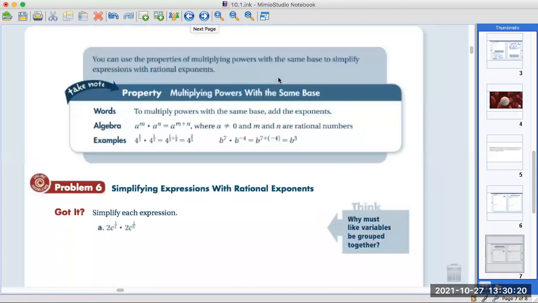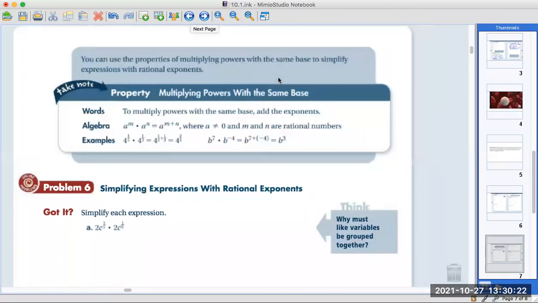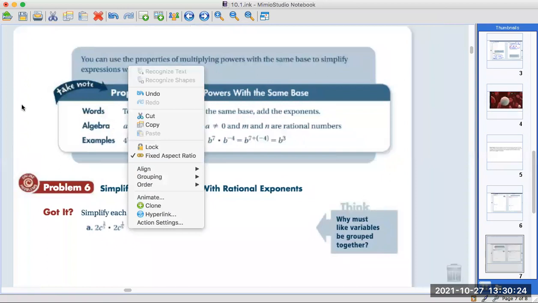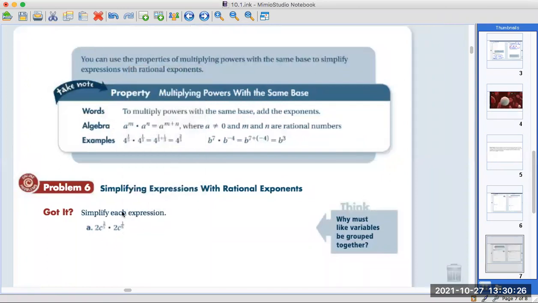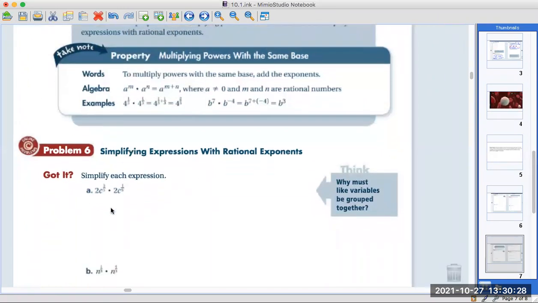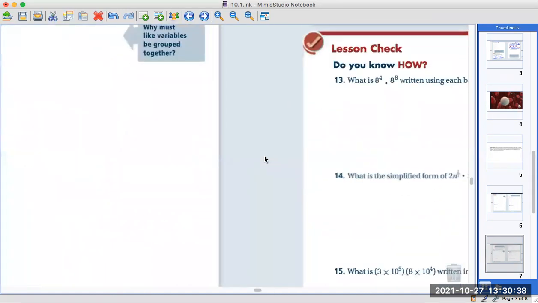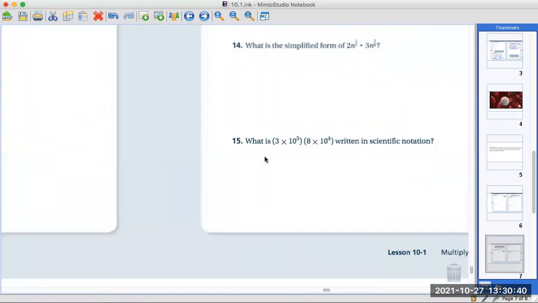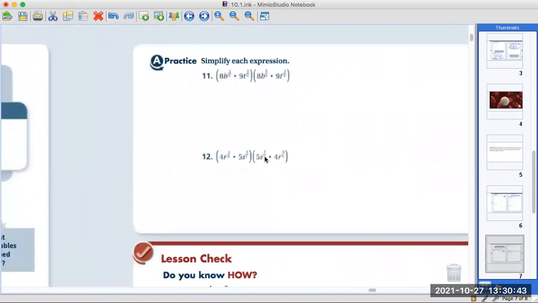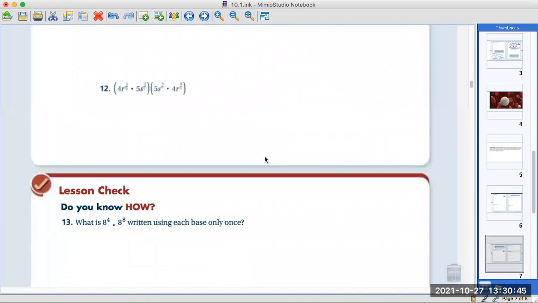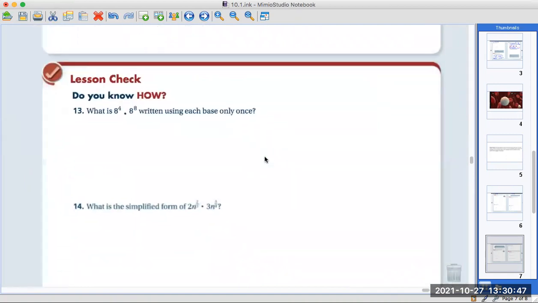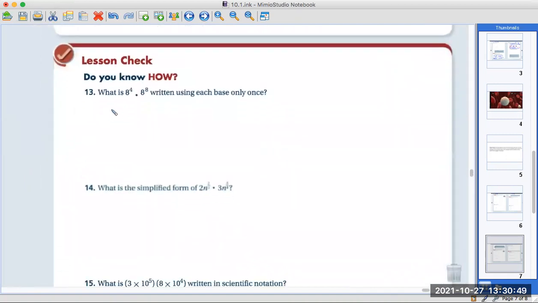It's multiplying. So we have a second rule in this lesson. Okay, so the second rule, I can write it here. To multiply. Well, we already did that. Oh, now they're talking about fractions. Now, we're not going to do fractions. So anything with a fraction will be skipped. Okay. Now we're going to the homework, number 13.